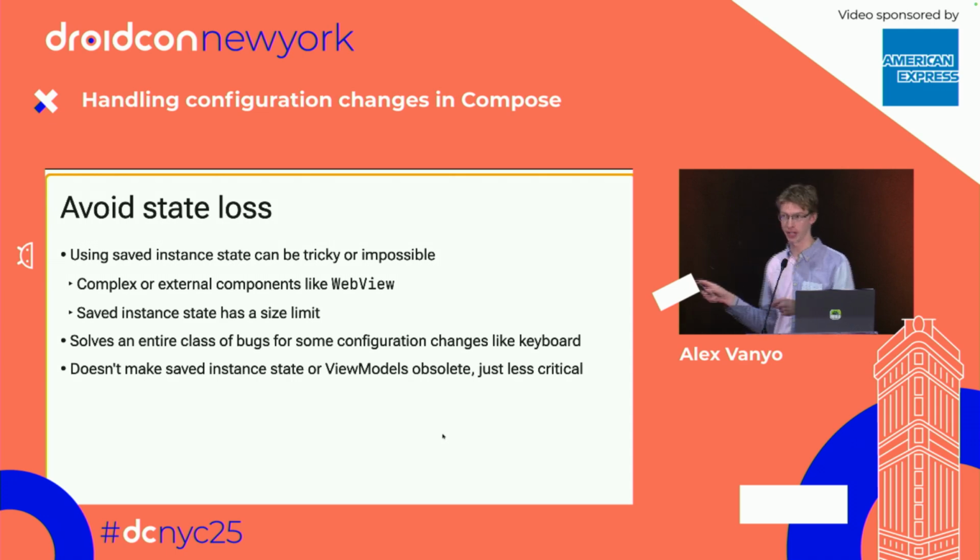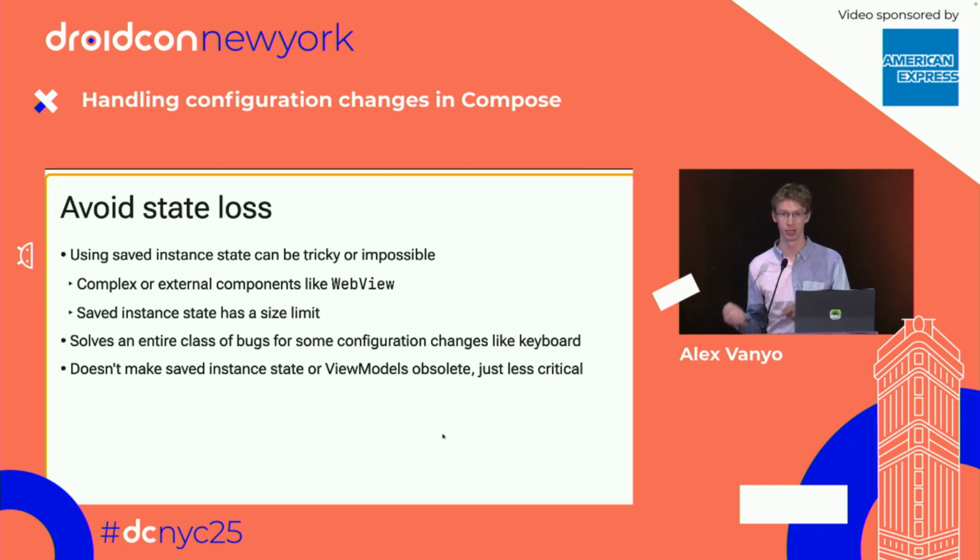And I do want to emphasize here that this doesn't make saved instance state or view models obsolete, just a little bit less critical. Specifically with navigation, you still need to be using saved instance state, still need to be using view models. The same sort of expectation applies when you go to a new screen. Your old screen state should be preserved. So when you come back to it, even though it wasn't rendered, you should still preserve everything. So this does not mean don't use saved instance state. Please still do.